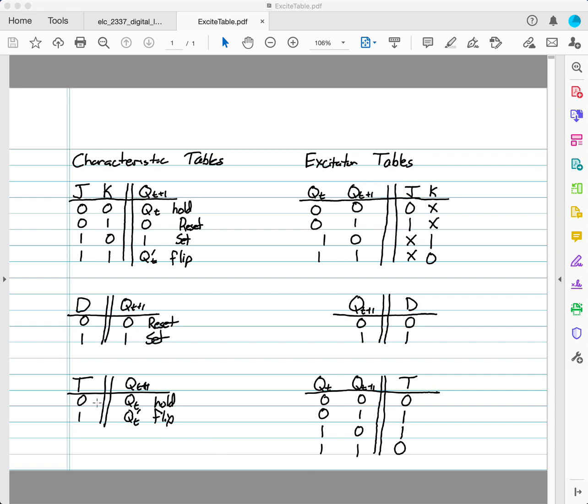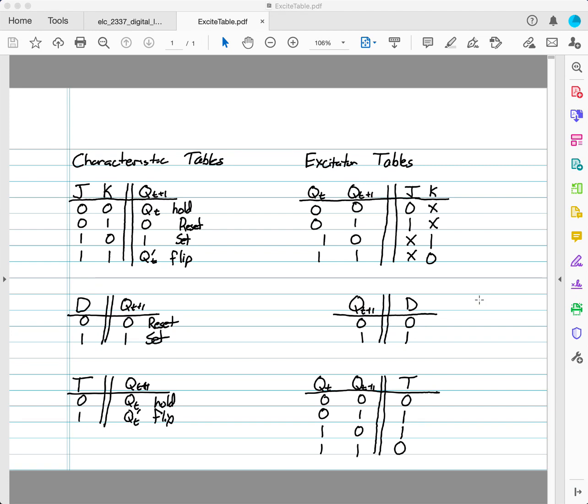Given that situation, we can now say, great, I want to hold. A hold means T equals 0. So in the first and the last row of the excitation table, the value of T must be 0. When I've currently got a 0 and I want to go to a 1, or I currently have a 1 and I want to go to 0, the middle two rows of the excitation table, the only way to do that with the T flip-flop is a flipping operation, which is T equals 1.